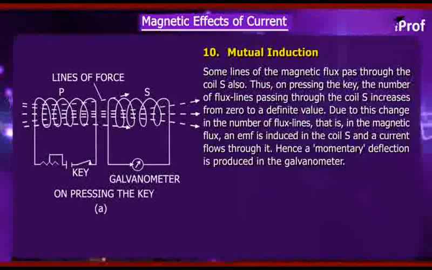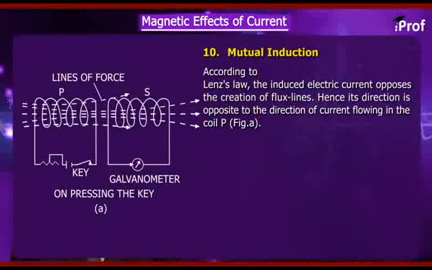Thus, on pressing the key, the number of flux lines passing through the coil S increases from 0 to a definite value. Due to this change in the number of flux lines, that is in the magnetic flux, an EMF is induced in the coil S and a current flows through it. Hence, a momentary deflection is produced in the galvanometer. According to Lenz's law, the induced electric current opposes the creation of the flux lines. Hence, its direction is opposite to the direction of the current flowing in the coil.